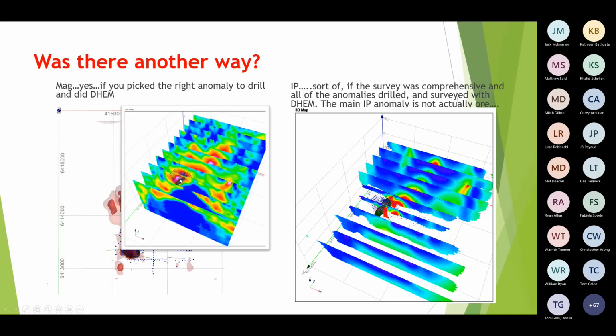See, there's a model of the mag. So yeah, you probably could have eventually drilled it with the mag. There's all these ones over here. That's Butcher's Dog.